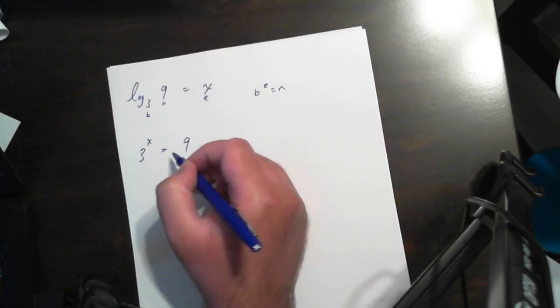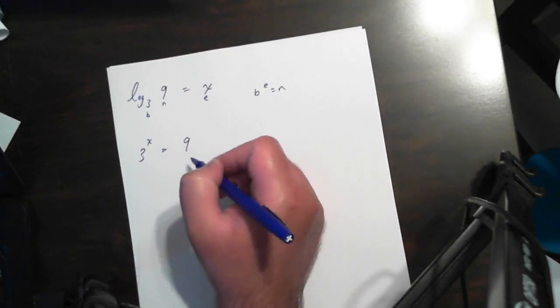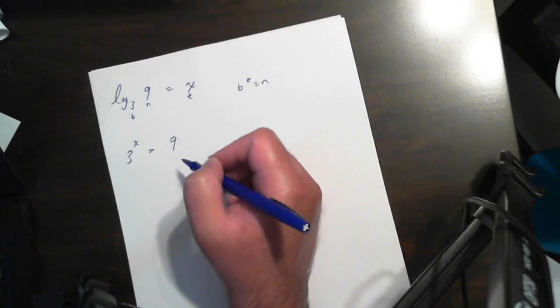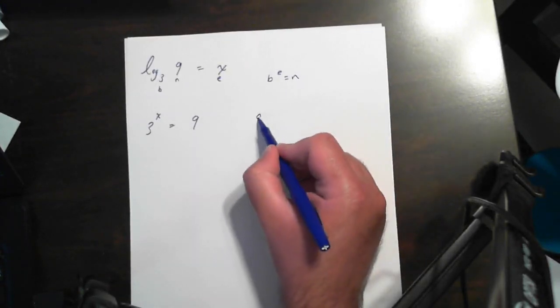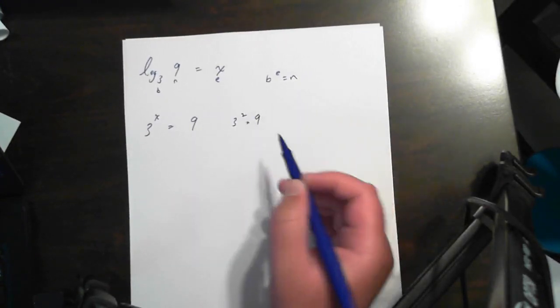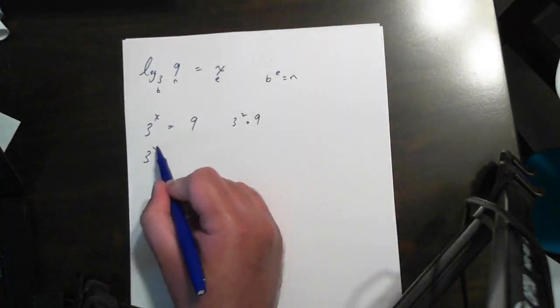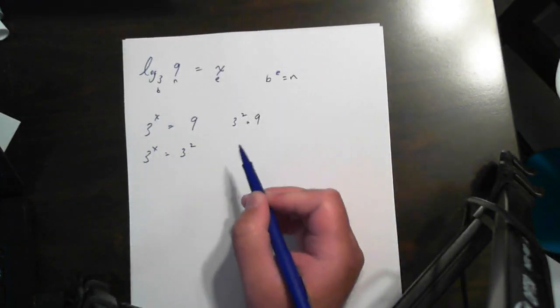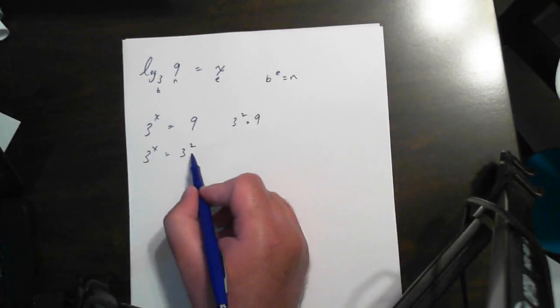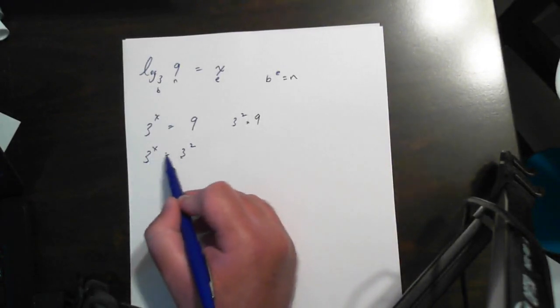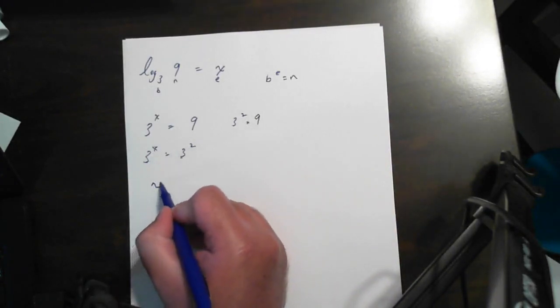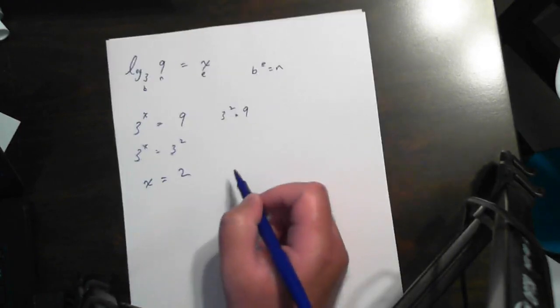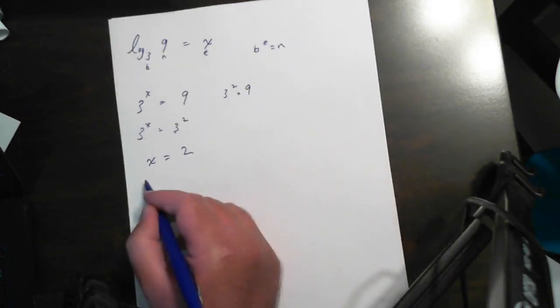Now I try to write exponentials on both sides that have the same base. So I can see that 9 can actually be written as 3 squared, right? So I can say that 3 to the x is equal to 3 to the 2. Since left-hand side equals right-hand side and the bases are the same, that means the exponents must be equal as well. So this tells me that x actually must be 2 in this case.